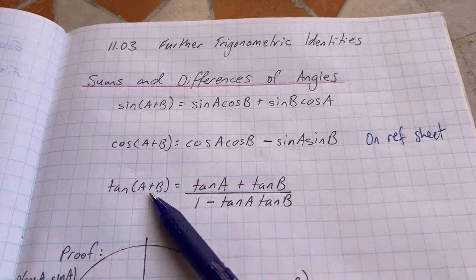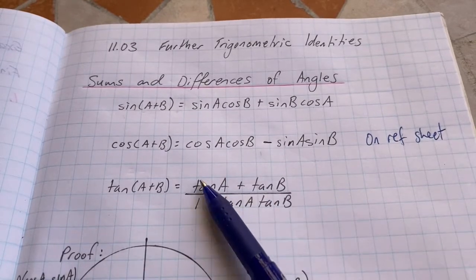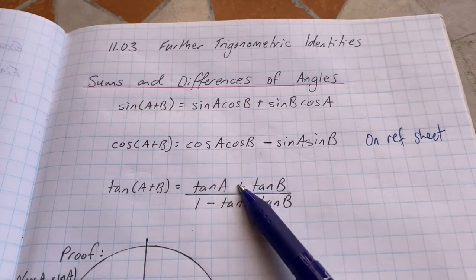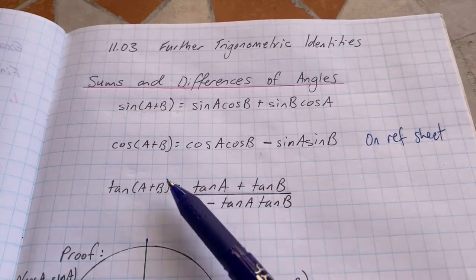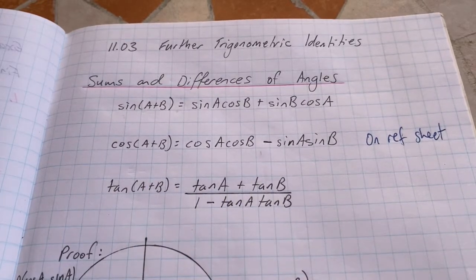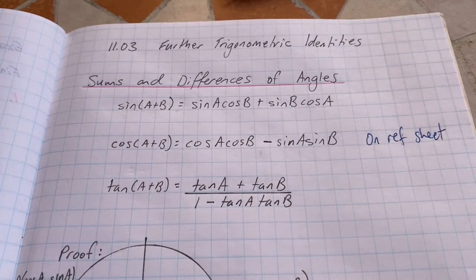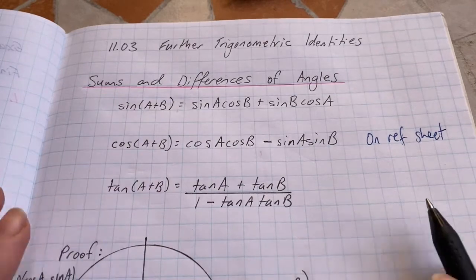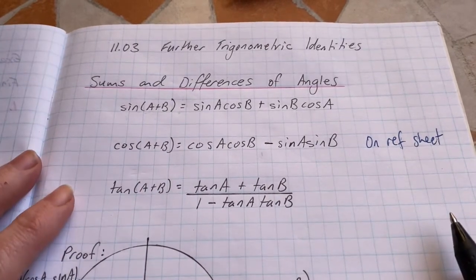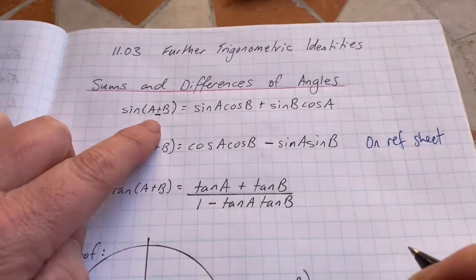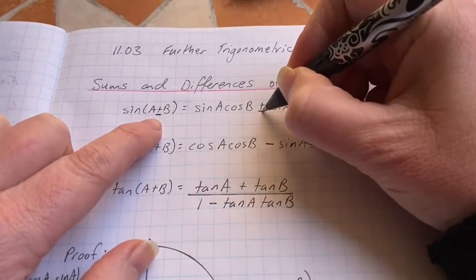For tan of A plus B, you add them on the top, tan A plus tan B, over 1 minus tan A tan B. This sign will be the same as that one, and this one's the opposite of that one. So what we can actually do is extend these rules out to if they are negatives. So on the reference sheet, it doesn't give it to you as negatives, but you can do it. So if this was a minus in here, this will become a minus here.